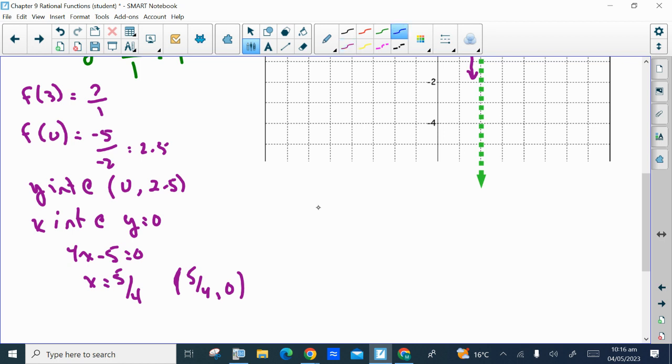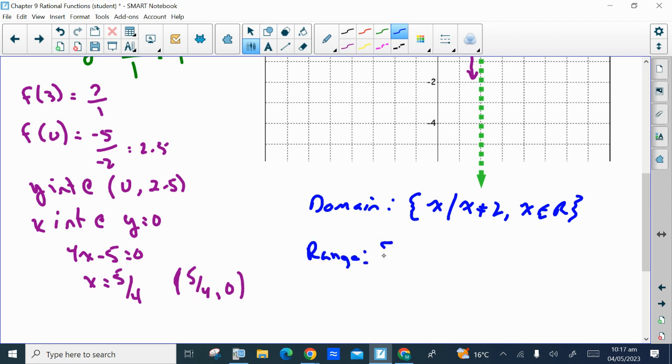If we wanted to state the domain and range of this, I'll use set notation: all values of x such that x cannot equal 2, because that's where our vertical asymptote is. And all of the real numbers are part of this. A range: all values of y such that y cannot equal positive 4.